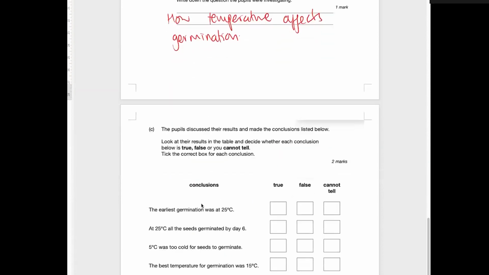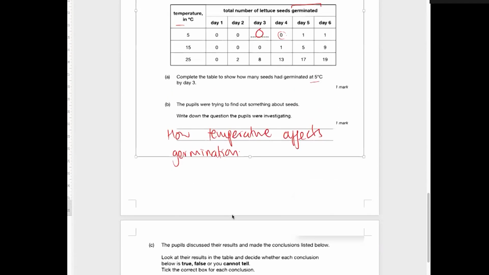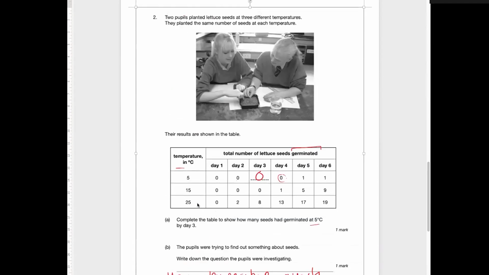So let's look at the first one. It says the earliest germination was at 25 degrees Celsius. Let's look at that. 25 degrees, and that is correct, because if you look at day 1, they're all 0. On day 2, they're all 0 except for 25. So 25 degrees germinated first. So that would be, of course, true. I'm going to tick that off.